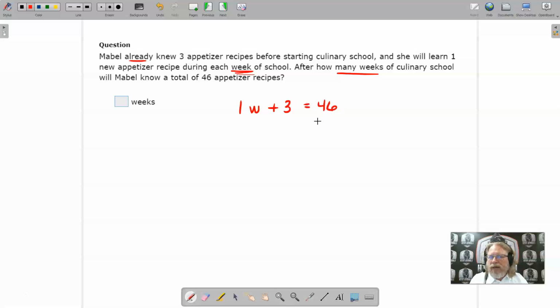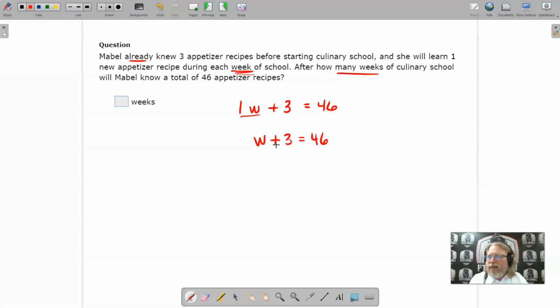So at this point here, we probably could simplify this. 1 times W is just going to be W. Bring down our plus 3 equals 46. So now, technically we only have a one-step equation, but if this were more than just 1 per week, we'd end up with a two-step equation. However, actually we did one step already, and that was to multiply 1 times W to simplify this to W plus 3 equals 46. So with that said, let's go ahead and solve this.